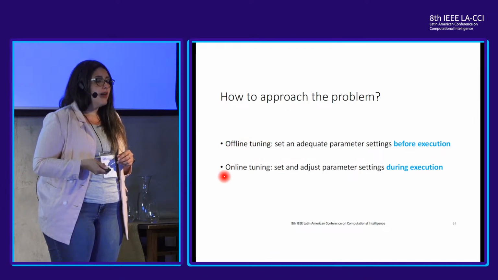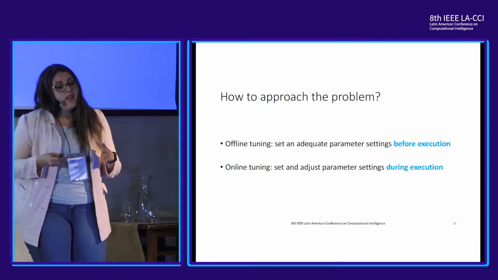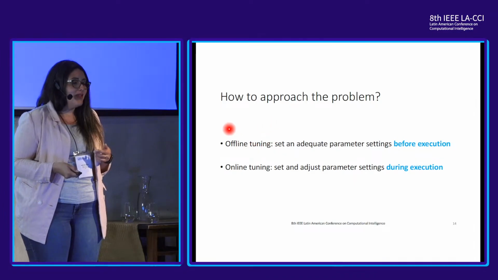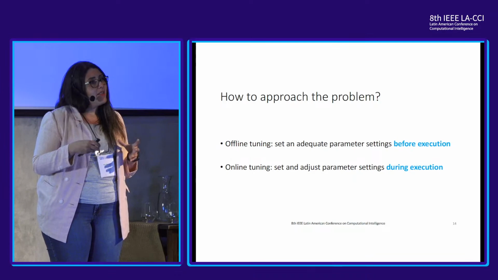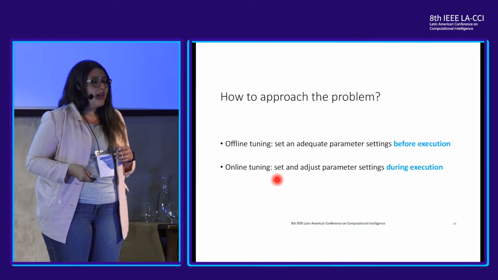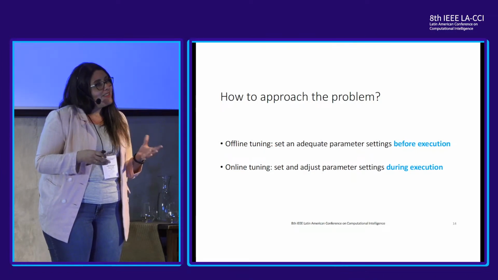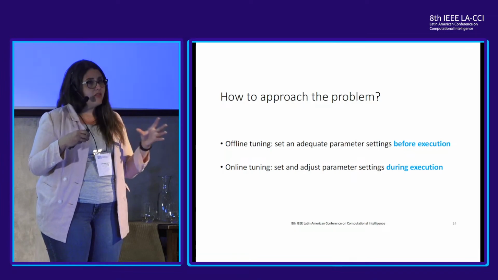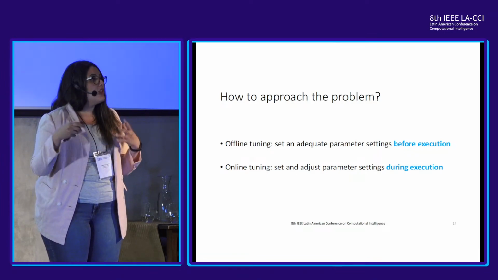So we have two main ways to deal with parameters of algorithms. The first one, and the simpler one, I would say, is offline tuning. Before the execution of the algorithm, we set the parameters, trying to find something good. And then online tuning, which is also called control, where we adapt the parameters during the search, based on different measures we take about how the optimization process is going.